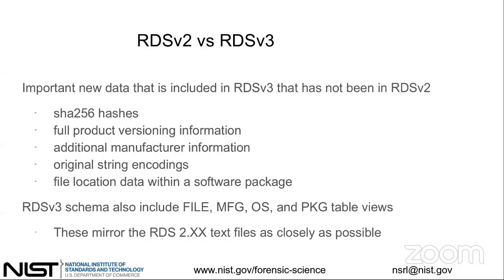The RDS version 3 schema also includes file, manufacturer, operating system, and package table views. So it's backwards compatible with RDS2. If you need to have the RDS version 2 text files, those 4 views allow you to actually generate those version 2 files and import those into tools that aren't yet supporting RDS3. So we try to make it as backward compatible, as easy to run with as possible.